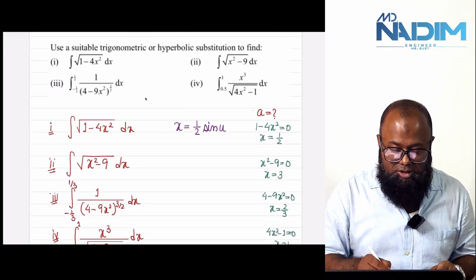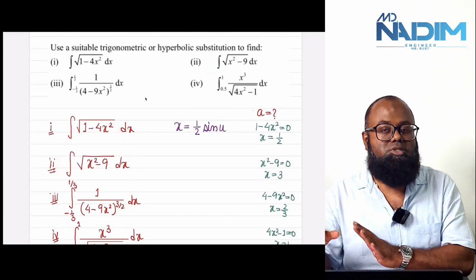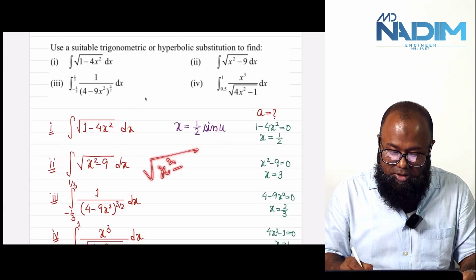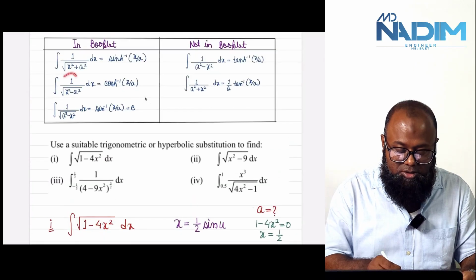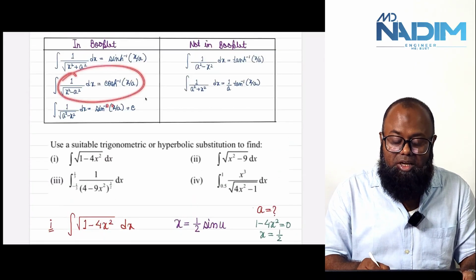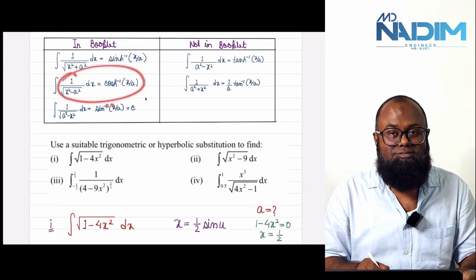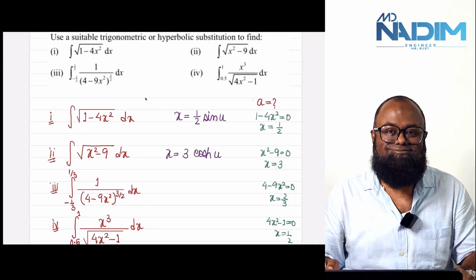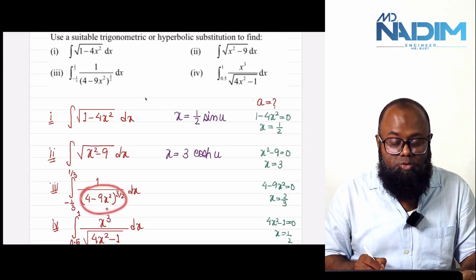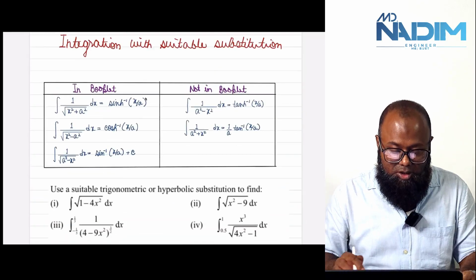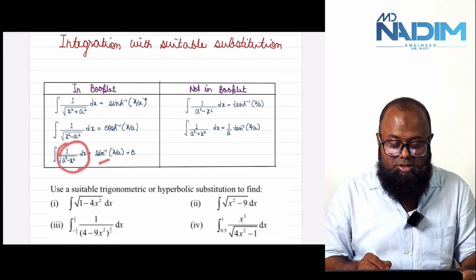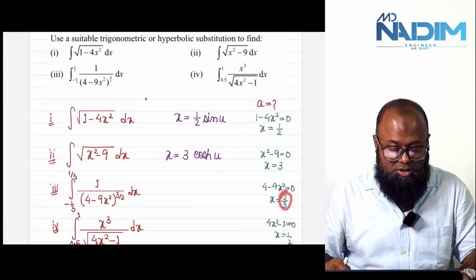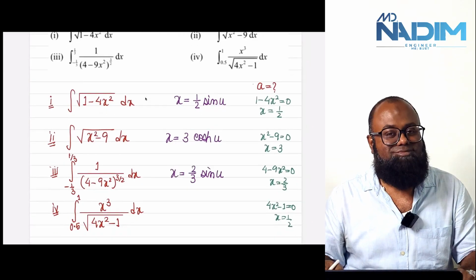So these are all x's, I will take them to all u's. That is why I have taken u. Now look at this, root over x squared minus a squared. So root over x squared minus a squared matches with this. So it would be a cos u. Now what is the a here? 3. So 3 cos u. Now look at this. Root over a squared minus x squared is sine. So it would be a sine u. What is the a here? 2 by 3. So 2 by 3 sine u.